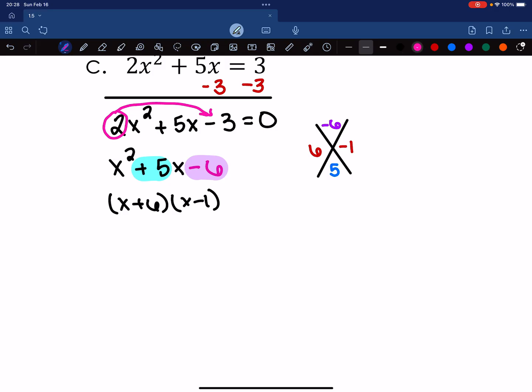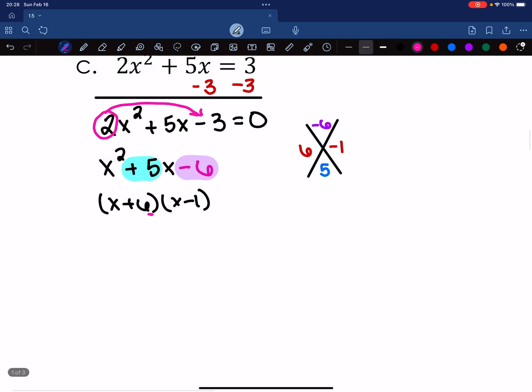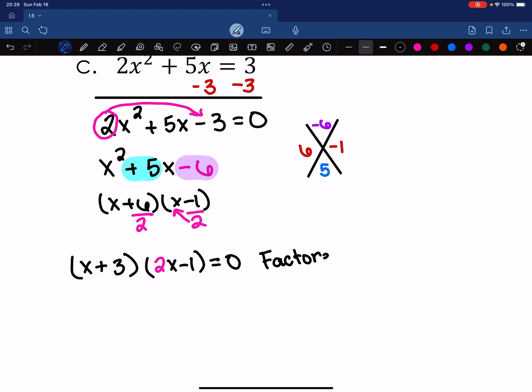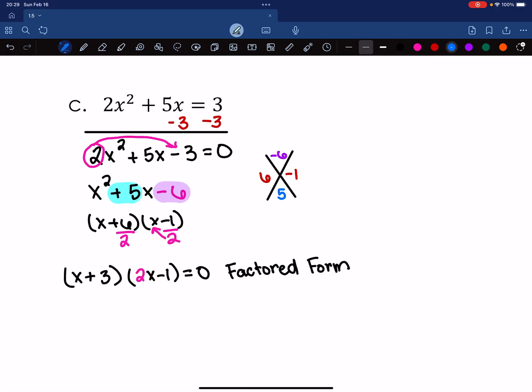From here, the next step would be, because of that number in front, we're going to divide both of these by 2. If they divide, then if it simplifies nice and neat, we'll simplify it. So 6 divided by 2 simplifies nice and neat to 3. But if it doesn't simplify, like 1 over 2, we're going to put that 2 in front of the x like this. And so this will be our factored form.